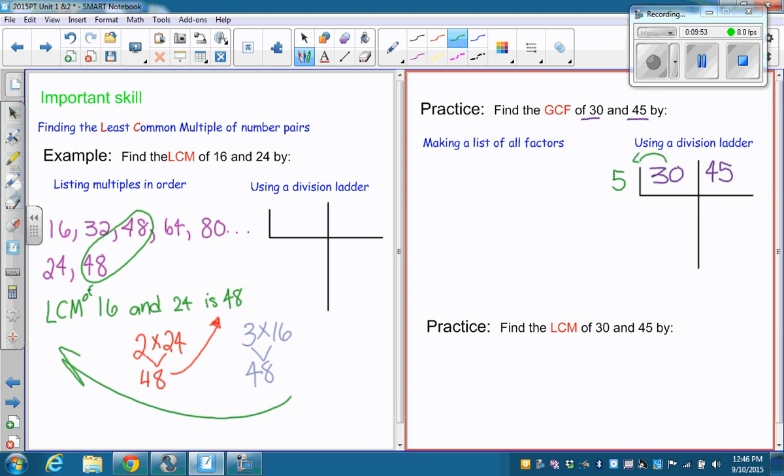30 divided by 5 is 6. 45 divided by 5 is 9. So 6 and 9 have another common factor. So they both have 3 in common. 6 divided by 3 is 2. 9 divided by 3 is 3. The only thing that 2 and 3 have in common is 1. So now we know we're at the bottom of the ladder.